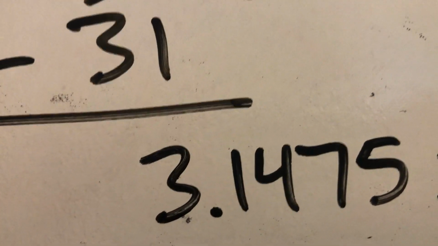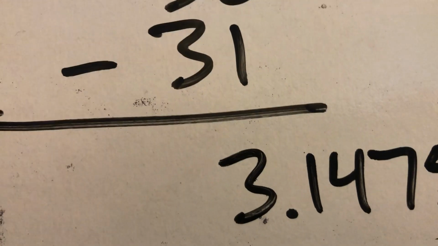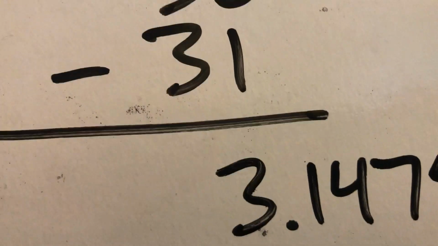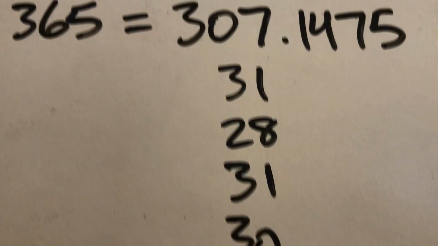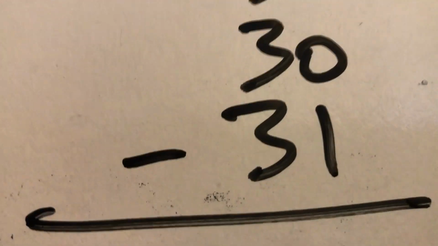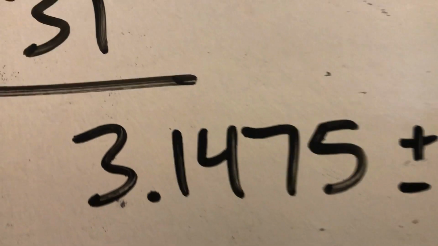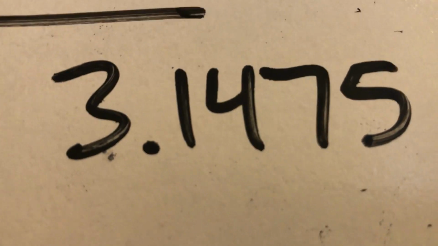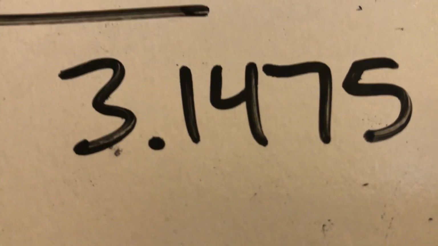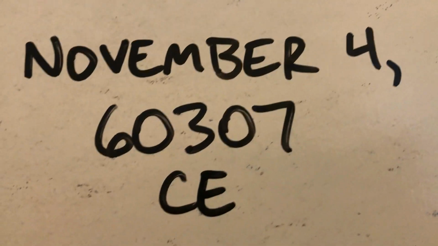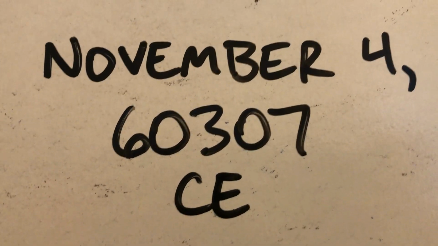And this is why it's useful to do it with a calculator, because if you track the running total, you can see when you get to a point that's less than a month. So once we get to 3, we know we have to stop subtracting, because November clearly has not passed yet. So we know all the year through October is already over, which means we are 3.1475 days into November. 3 days have already passed, which means we're in the 4th of November. So, if this is right, then it is November 4th, 60307 CE.